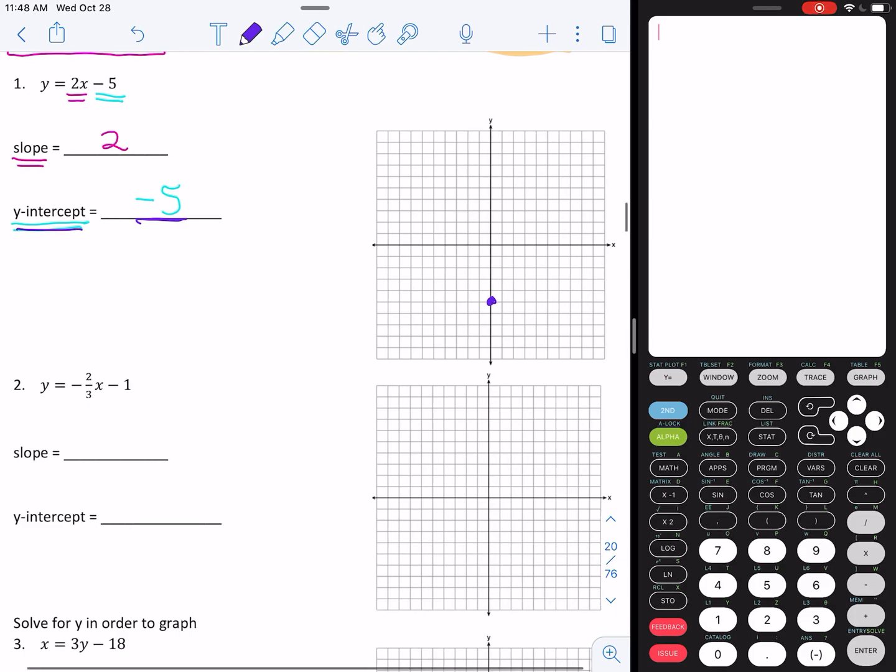Count down 5. And then from there, your slope, you can leave it as 2, or you can write it as 2 over 1 if that helps. This is how much you're going to go up, and this is how much you're going to go over to the right. You're always going to go to the right. So up 2 and over 1, up 2 and over 1, and keep going until you have enough to make a nice line.